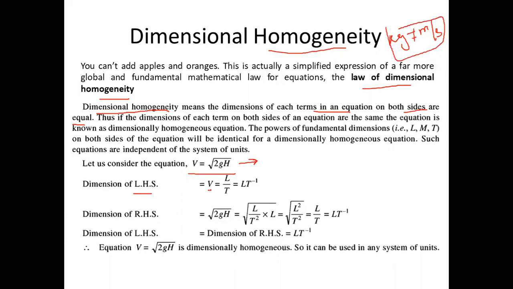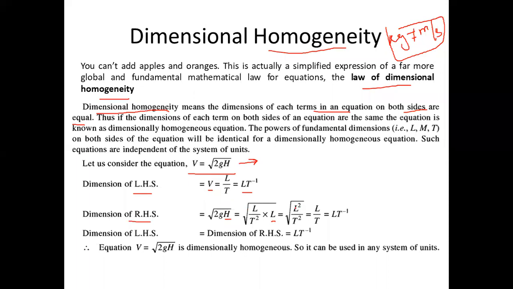So what is the fundamental dimension of velocity? It is meter per second. I can say length per time. So the fundamental dimension of velocity is LT^-1. Now if I compare with the right hand side, we have g into h. What is g? g is acceleration. For acceleration we can write length L by T square. And h is a length, so its dimension will be L.